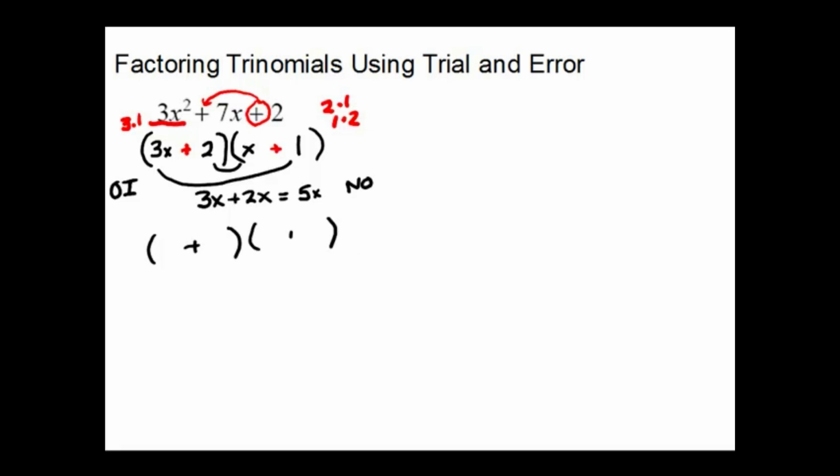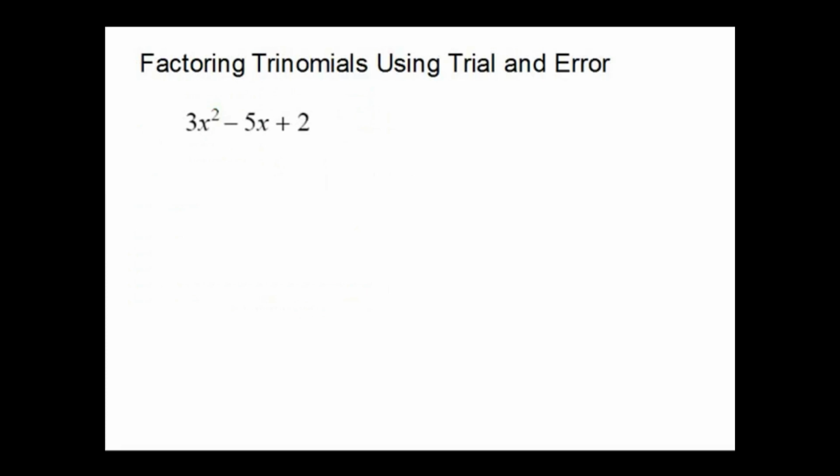So we'll keep the signs, keep the 3x and the x, and we're going to switch and try 1 and 2. Now we'll check outside and inside. On the outside, 6x, inside, plus 1x gives us 7x. That works, so this one is the correct choice. Let's look at another example.